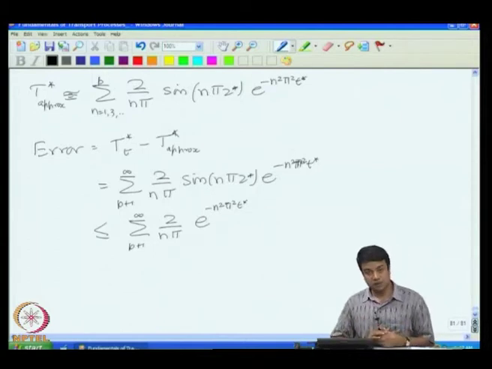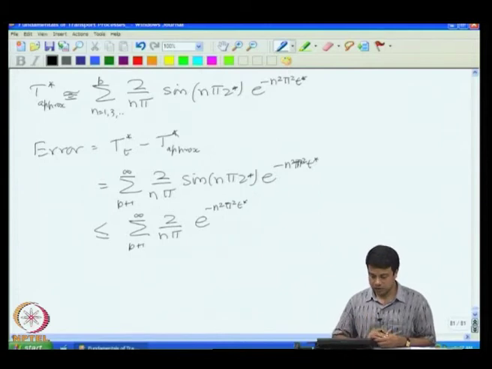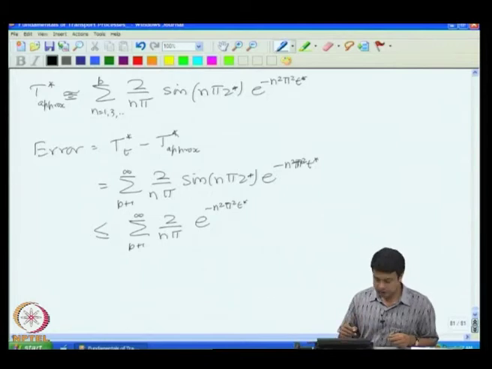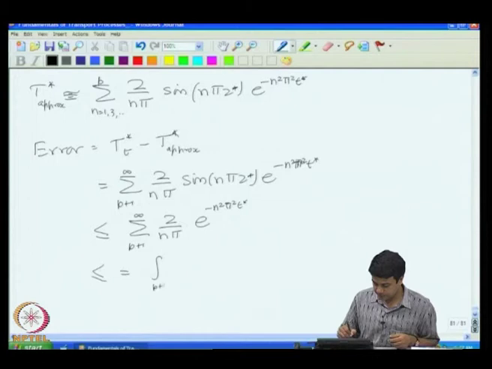That is because the sine function is bounded from above. The sine function can be at most 1. So, the error can be at most the summation of 2 by n pi times e power minus n square pi square t. So, in the limit as n becomes large, I can actually approximate this as an integral dn into 2 by n pi e power minus n square pi square t.